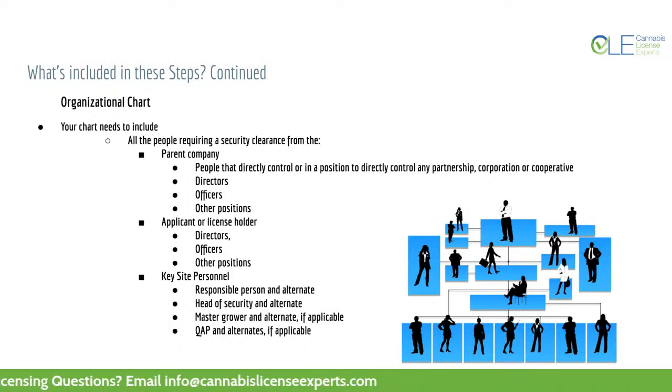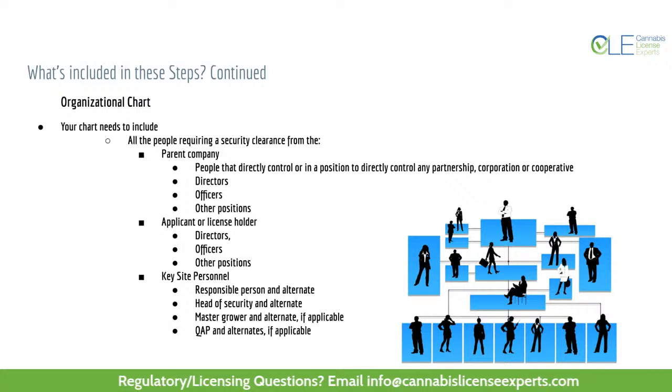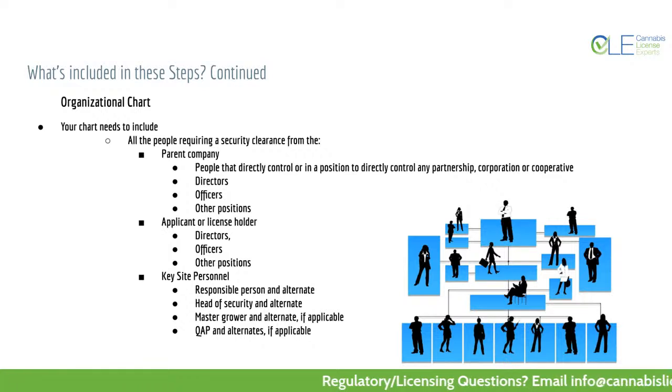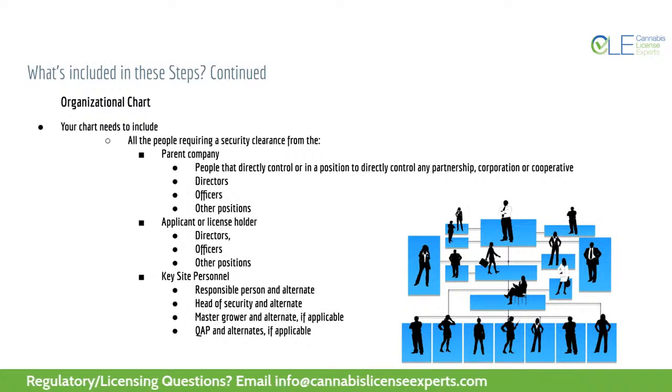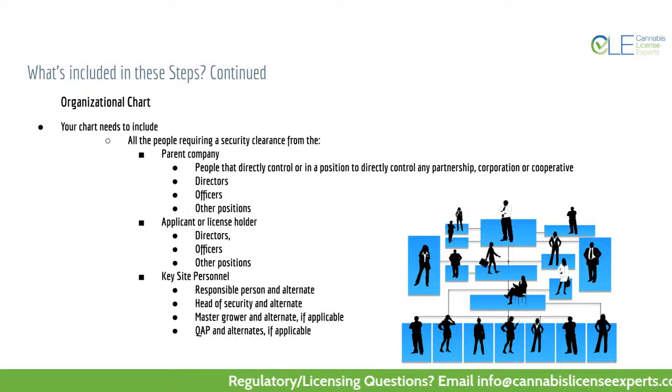Okay, next we're moving into the organizational chart, which will look similar to what we have here on the right-hand side of your screen, although that will include names, not fancy little drawings of people. So your chart is going to need to include all the people requiring security clearance from, first off, your parent company. That is the people who directly control or are in a position to directly control any partnership, corporations, or cooperative. You need to provide a list of all directors, officers, and other management titles. Next, we have your applicant or license holder, again, listing out directors, officers, and other key positions.